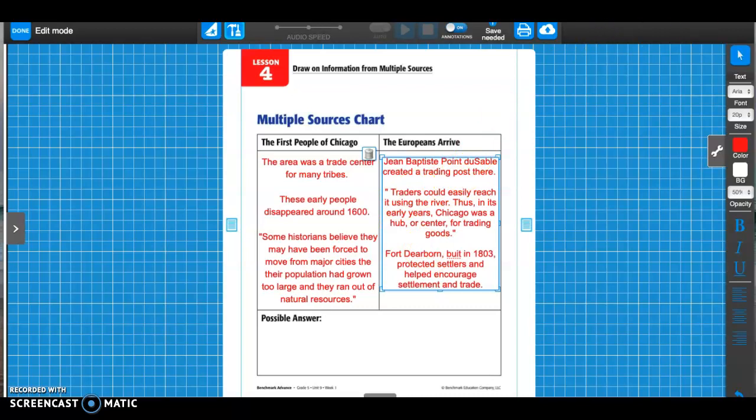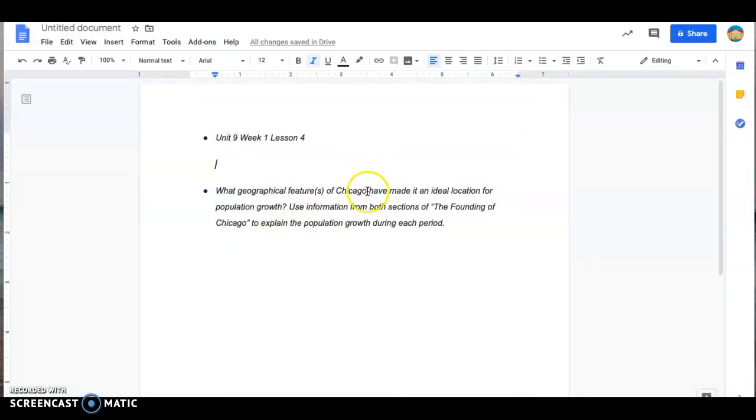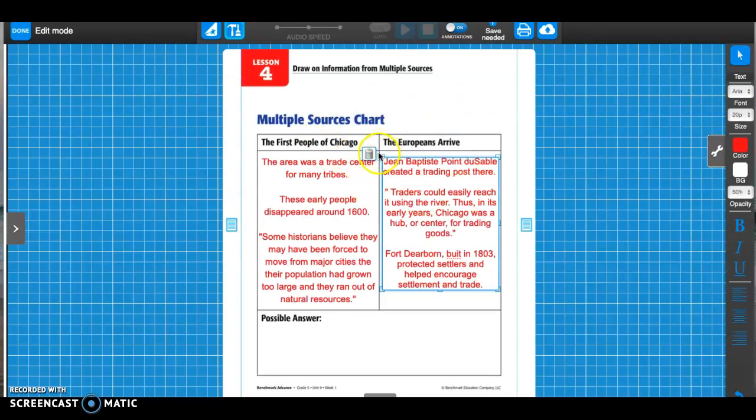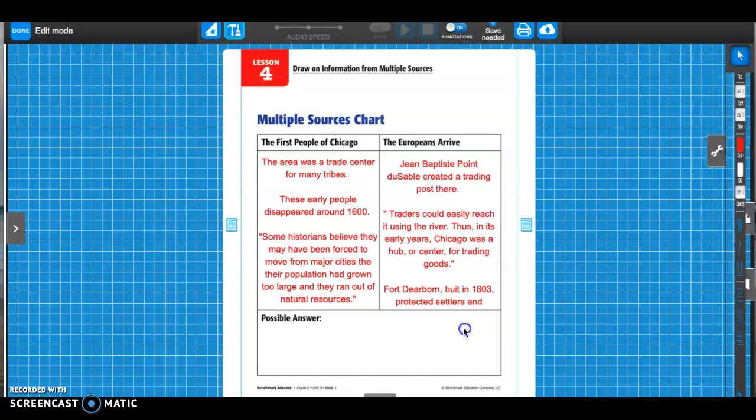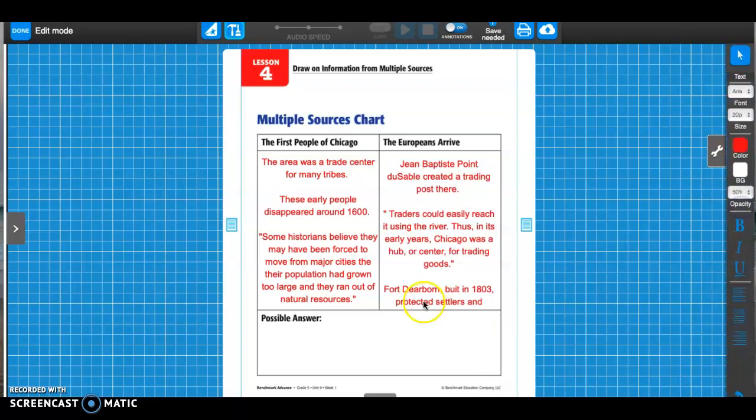Now we have to ask ourselves, taking a look back at our question, what geographical features of Chicago have made it an ideal location for population growth? Taking a look at the information that we have compiled in this chart, let me just make this a little bit bigger so that all the information stays there. I'm going to say that one of the most important aspects was that it was nearby a river, which made it easy for them to trade with people in other areas, especially people who had mobility across the river.